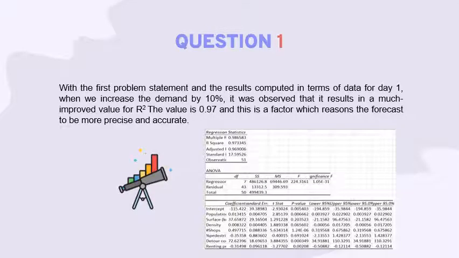Day 3, we had to do a what-if analysis to address the problems and challenges. For the first challenge, we chose to change the demand parameter and find the variation in the model we proposed. In this statement, we tried to compute in terms of data for day 1, where we increased the demand by 10%. Based on our model, it was observed that the results improve the R-square, which will be now 0.97. This is a factor which causes the forecast to be more precise and accurate.